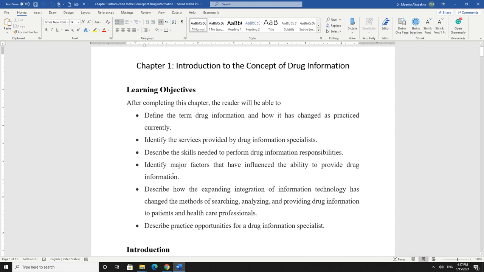Basically, this course, drug information and literature evaluation, will help you to locate information, analyze this information, synthesize the information, put together the information you take or adopt, and then respond to questions from whether healthcare professionals or patients.